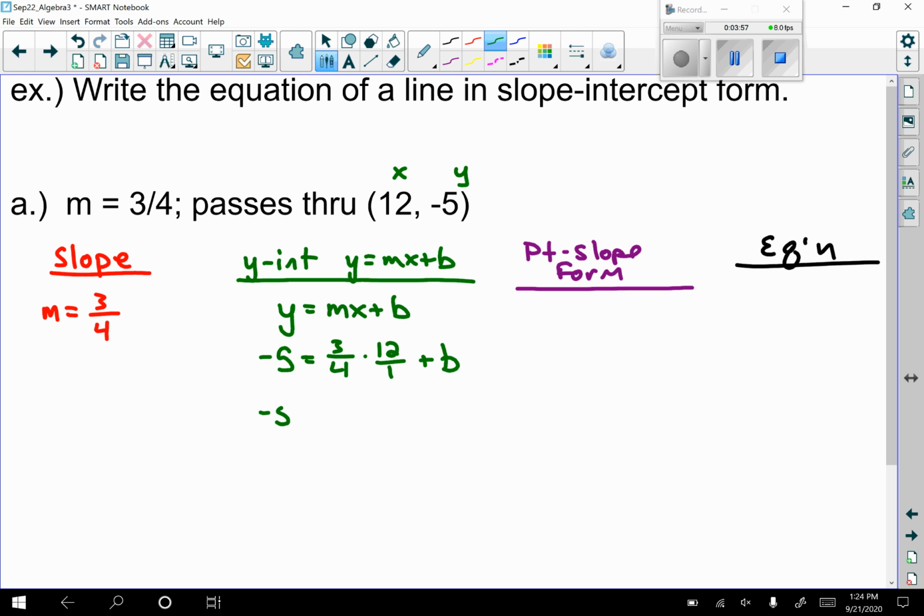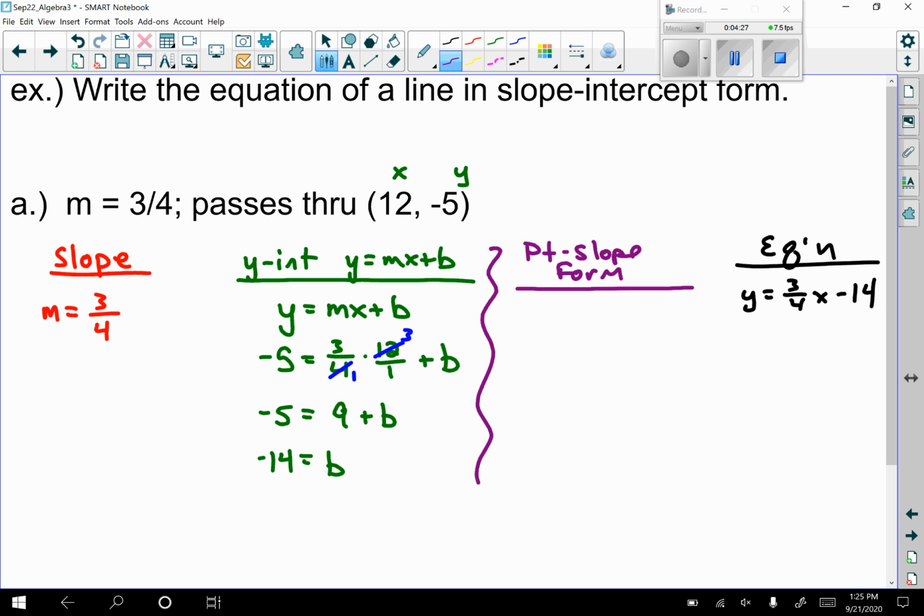So this becomes -5. We just have to be careful multiplying fractions here. 2 ways you could do this. You could do 3 times 12 is 36 divided by 4. You could say 4 goes into itself once and then 12 3 times. Either way, we're going to get a 9 plus b. Next, we're going to subtract 9 from both sides, so this will give me a -14. So right now, I have my equation as y equals 3/4 x minus 14. Now, how does point-slope form work? It works as an alternative to what I just did here using y equals mx plus b.